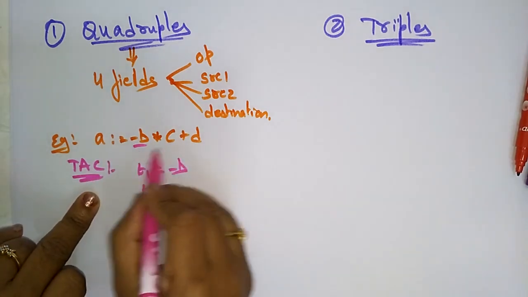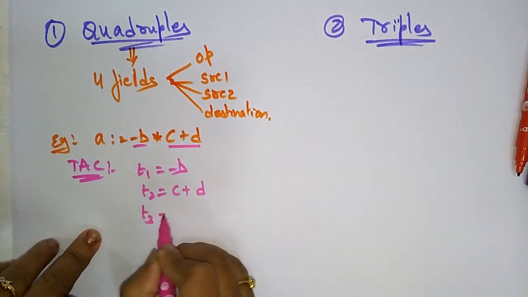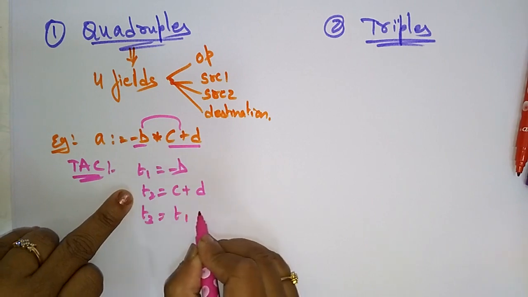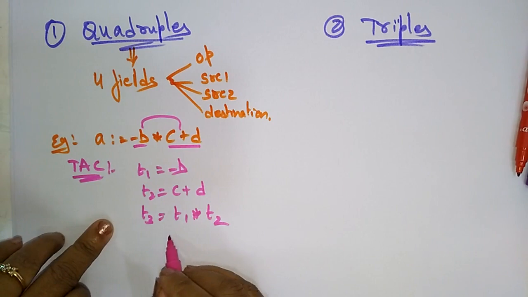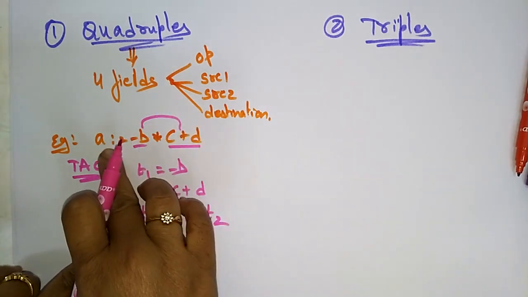T2 is equal to C plus D. And T3 is equal to, add these both two, that is T1 multiplied by T2. Okay, so now T3 consists of the complete expression. But I want A is equal to.